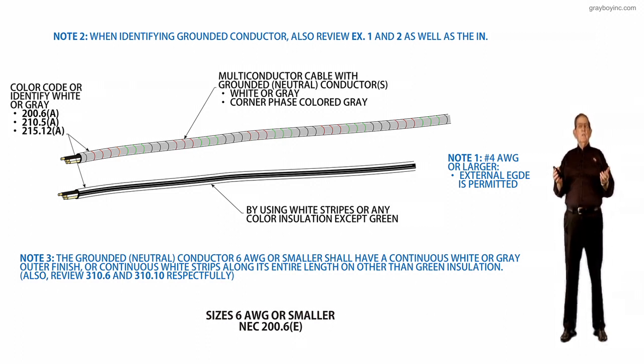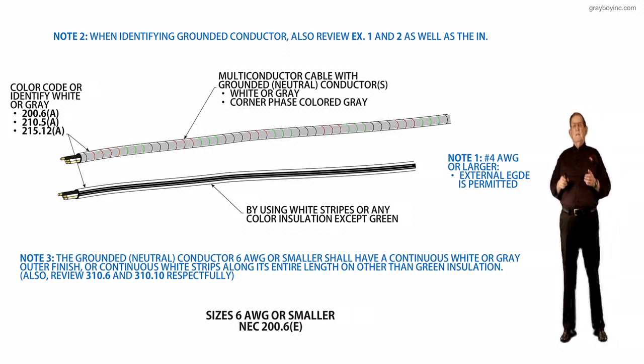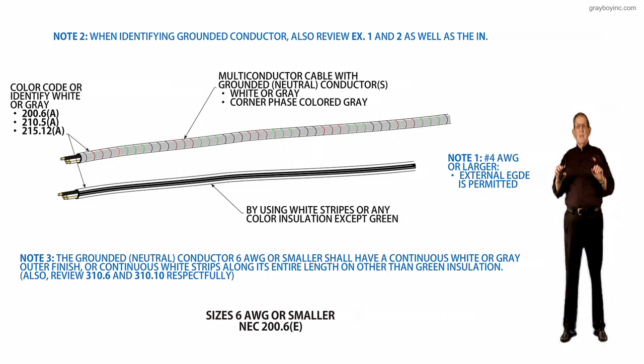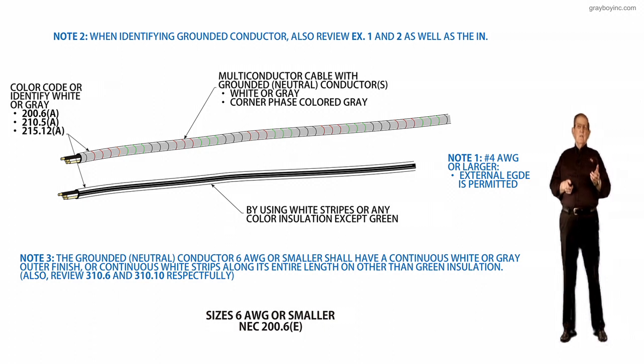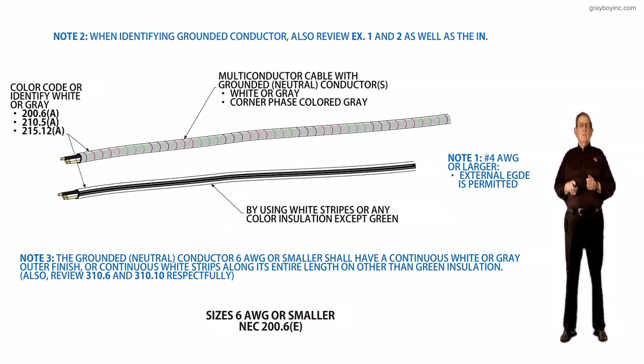And then finally, we'll look at note 3 at the very bottom of the cables that you see in the illustration, right above the main title head, sizes number 6 AWG or smaller. And note 3 says the grounded neutral conductor number 6 or smaller shall have a continuous white or gray outer finish or continuous white stripes along its entire length, or any other color except green insulation, and then those colors that are used for your ungrounded phase conductors in a coordinates.